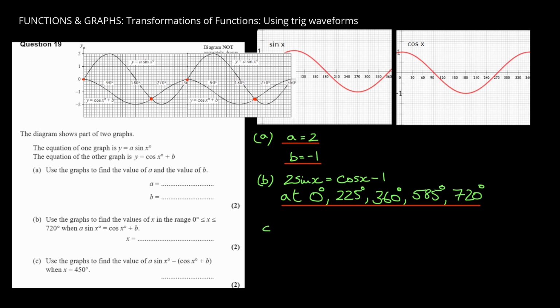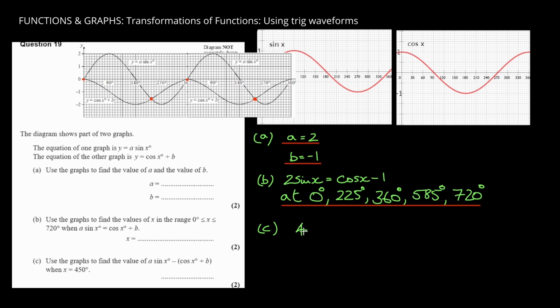Now let's have a look at part C. Use the graphs again to find the value of the sine curve minus the cosine curve, again it's exactly the shapes they've got, when x is equal to 450. Now again, using that same argument that everything repeats every 360 degrees, if I find out what happens to the graphs when x is equal to 450 minus 360, that will be the same result.